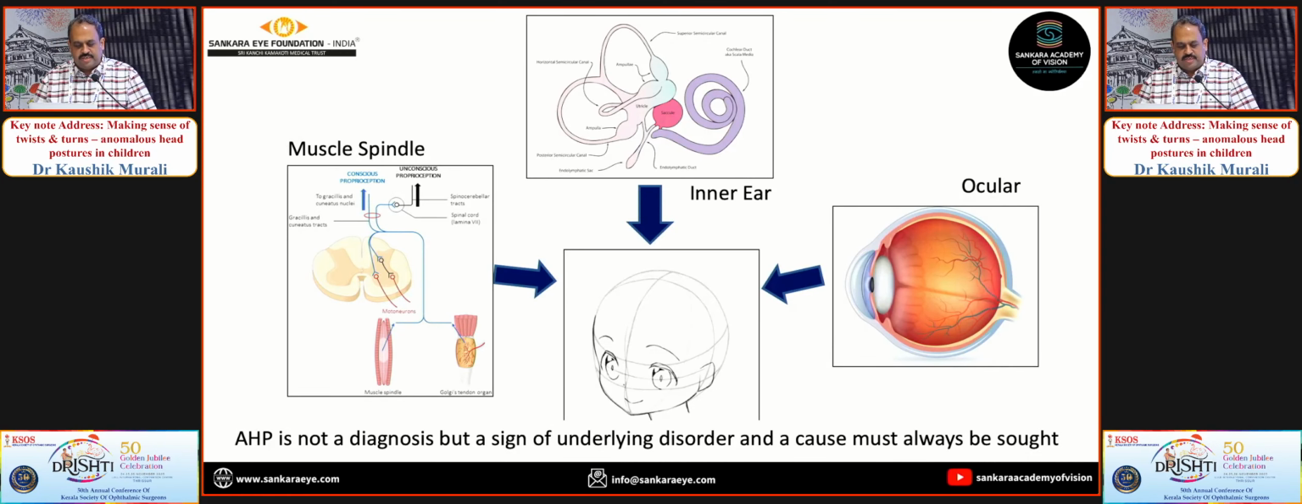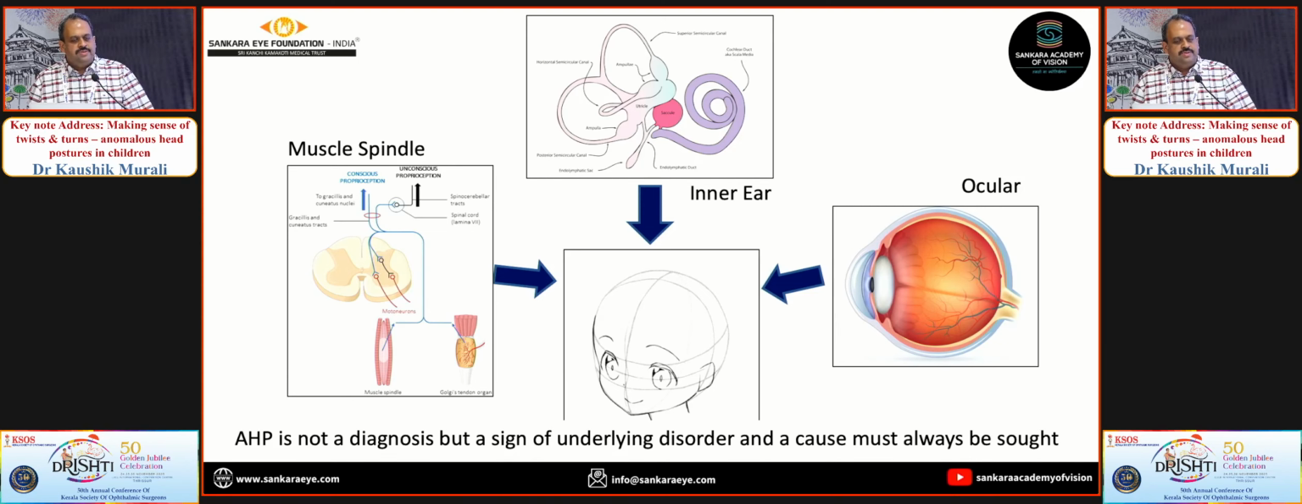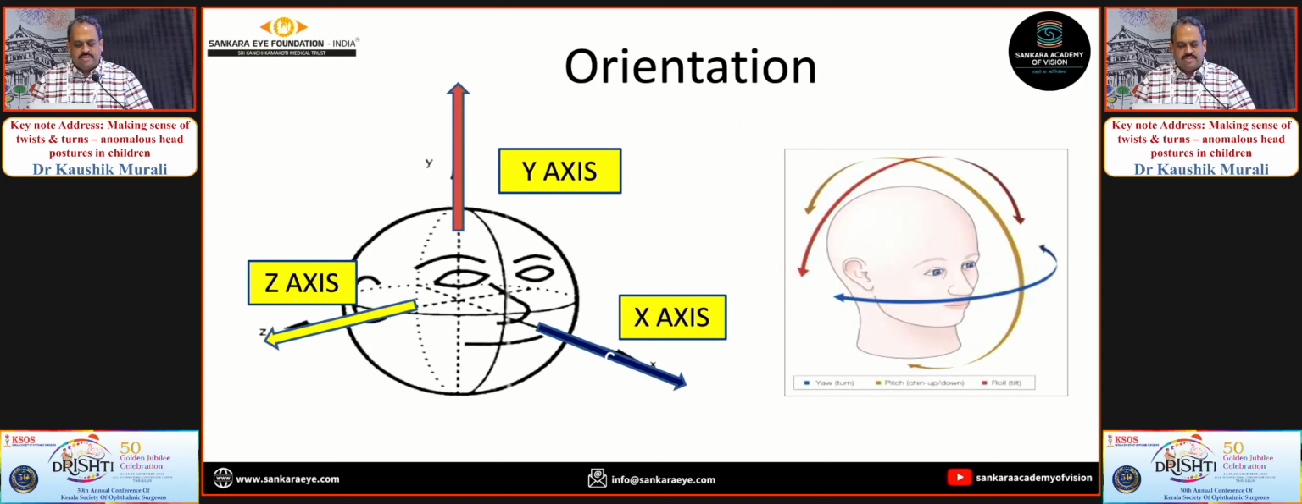Again, a child who has a twisted head or a torticollis may do so because of ocular conditions, because of inner ear conditions, or due to some issues in the entire musculoskeletal system. What you need to understand is that anomalous head posture is not a diagnosis, but rather a sign of some underlying disorder. And as ophthalmologists, I think we need to spend a little more time trying to identify what the potential cause could be.